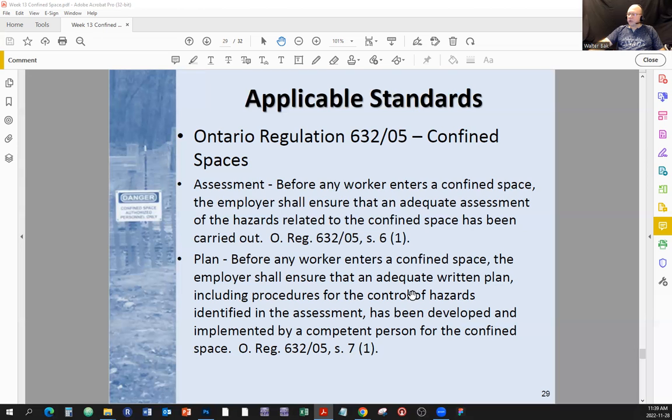The plan to control the hazards has been developed. Got to make sure it's implemented by a competent person for the confined space. Here's one of the keys to the whole thing: a competent person, a person who's been trained and approved to do this type of job. Right?